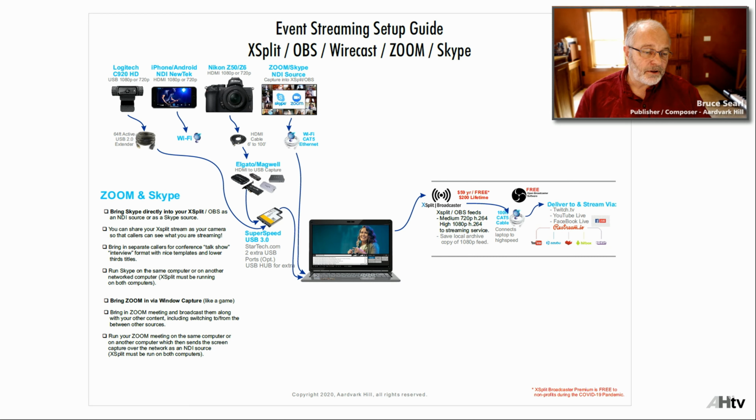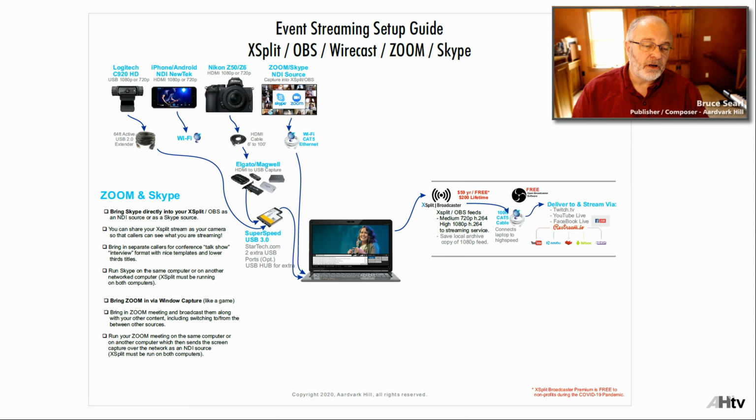I can run Skype on the same computer if I want, which is what I'm doing. I can run Skype on a different computer, and I can share that over network NDI. You would need to run XSplit on that other computer too, because XSplit would then capture and send that through NDI across the network, across the Ethernet cables, to my computer directly. You can bring Zoom in via a Windows capture, but Skype you can actually use an NDI source, I think, directly.